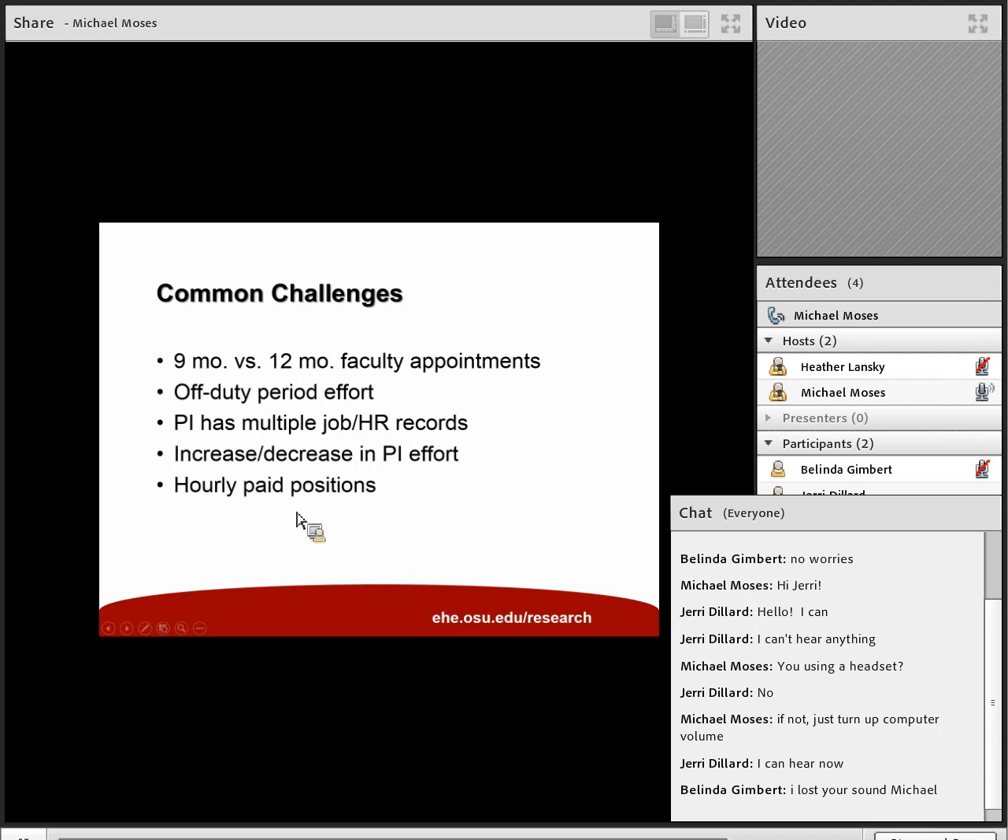Hourly paid positions, those are usually student assistants, undergrad students. Those can be tricky to calculate effort for because the hours are kind of all over the place in a given week or month. But a lot of our major sponsors do ask us to report effort on those positions, especially if it will constitute at least one calendar month throughout a calendar year.